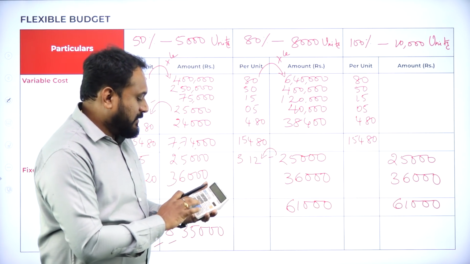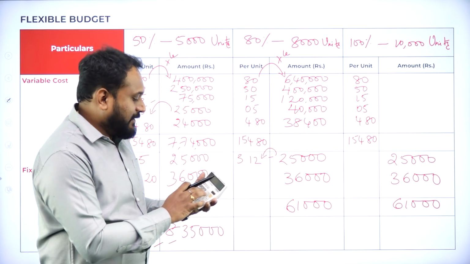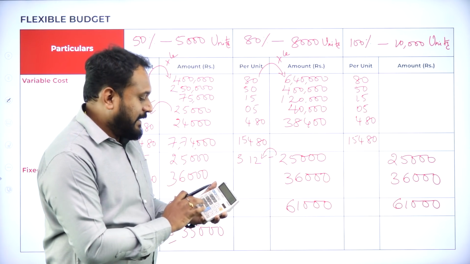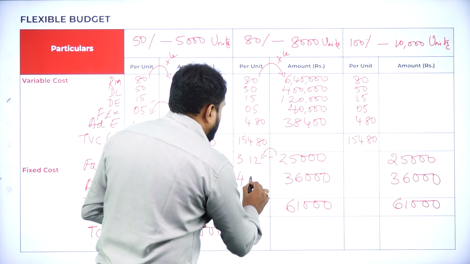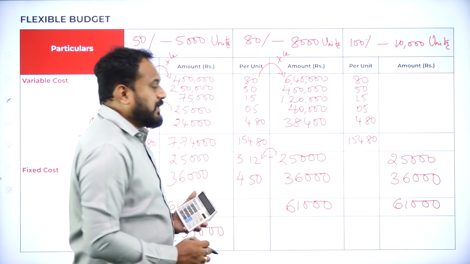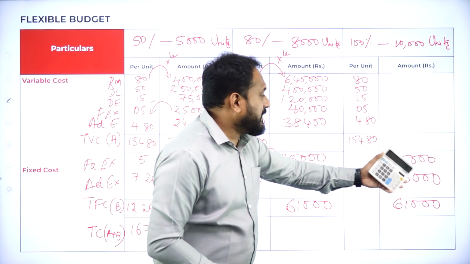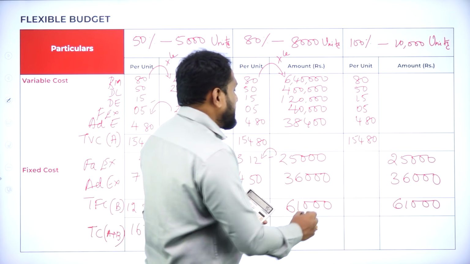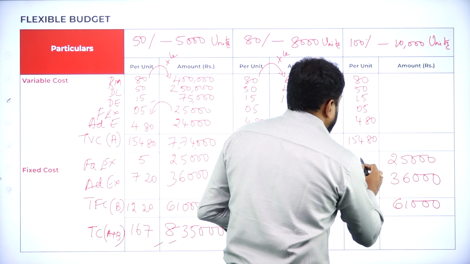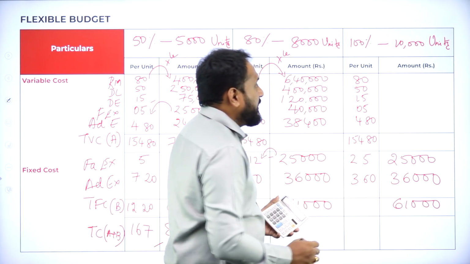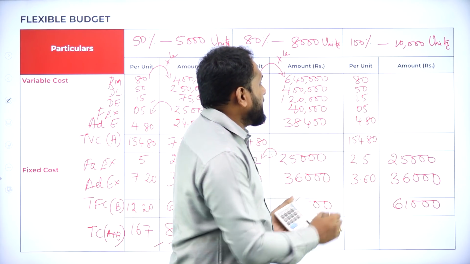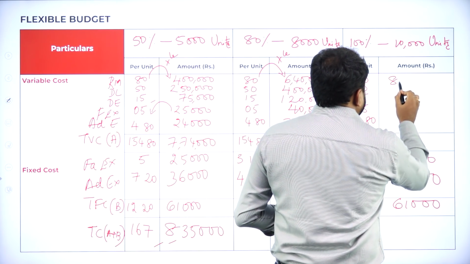Next, you have 36,000 divided by 8,000 is equal to 4.50. So you write 4.50, 4 rupees 50 paisa. Now do the same thing here. When you go for it, you will get here 2.5 and here you get 3.60, because you are dividing by 10,000. The same way, if you go with it, here you get 8 lakhs.